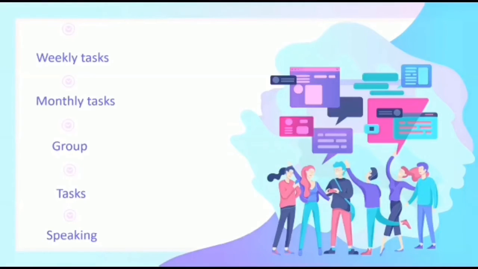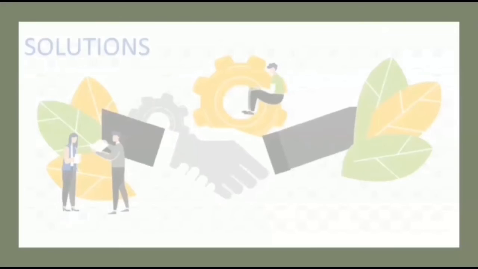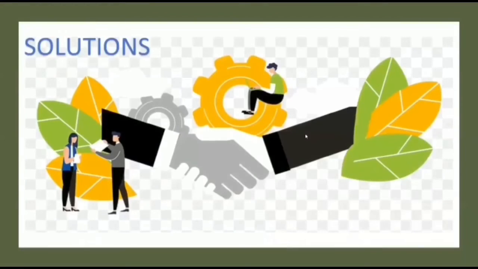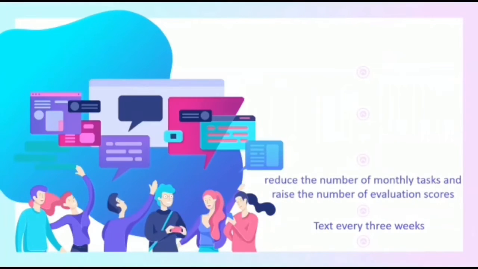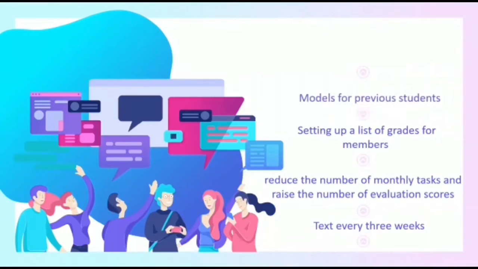The first solution: instead of writing one paragraph every week, it may be arranged into a text every 3 weeks so that we have time to both think and write. The second suggestion is to reduce the number of monthly tasks and raise the scores so that our effort and time are equal on the same scale. The third suggestion is setting up a list of grades for all the teams so that any member who breaks the rules will lose marks.